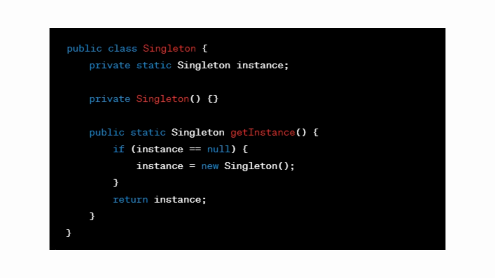Here's an example of how to implement the singleton pattern in Java. In this example, the singleton class has a private constructor, which means that it can only be instantiated from within the class. It also has a getInstance method that creates a new instance of the singleton class if one doesn't already exist, and returns the existing instance if it does. This ensures that there is only ever one instance of the singleton class in your application.